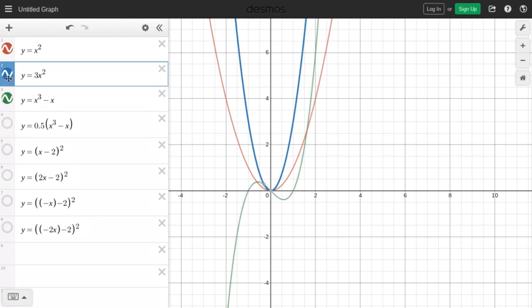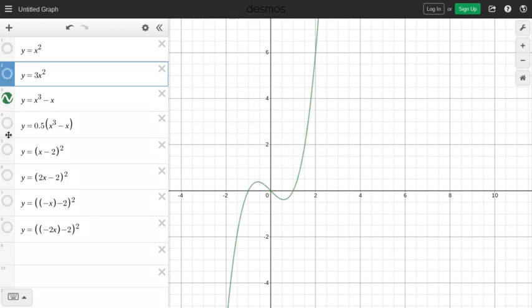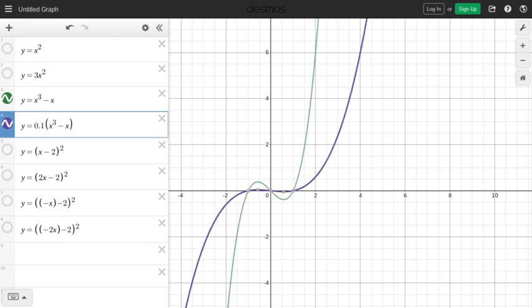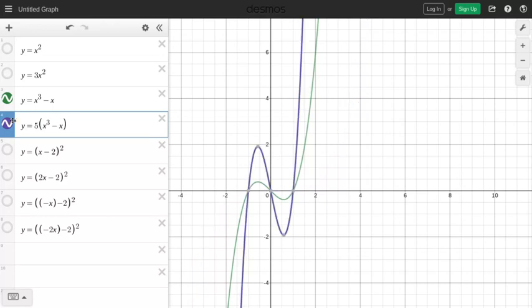And let's have a look at a cubic as well. So we have the cubic there. Now y = ½(x³ - x). So it would only be half as high for each of the x coordinates. There we go. And if we wanted it even smaller, we'd try 0.1. And again, if we wanted to stretch it rather than squashing it a bit, we'd maybe go for 5 multiplied by (x³ - x).